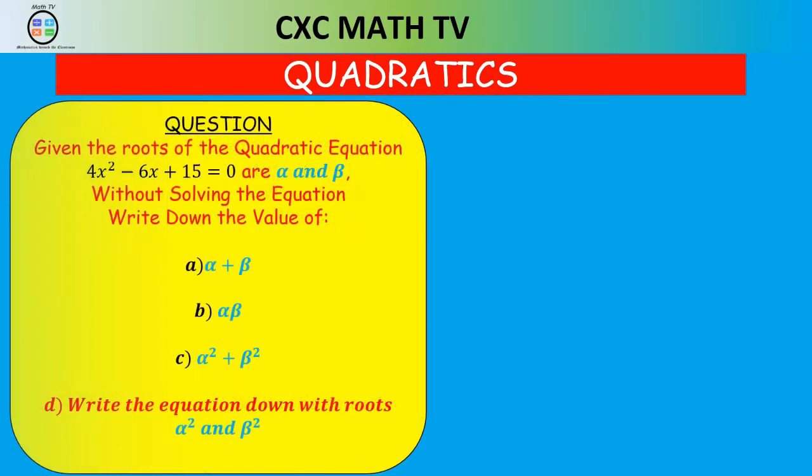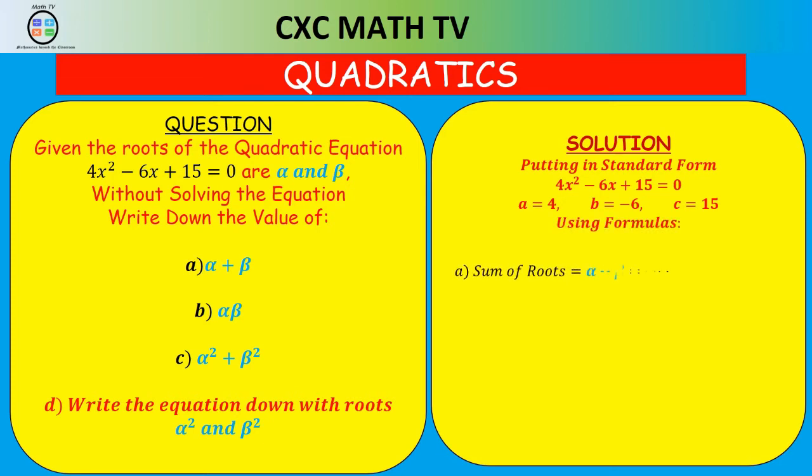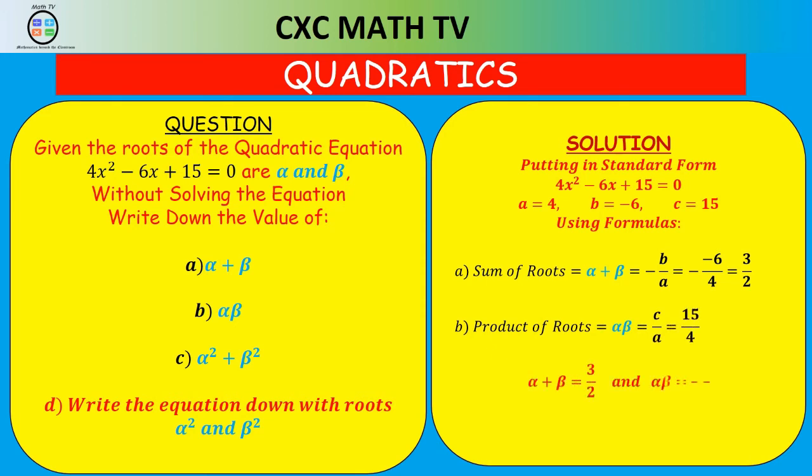Again, we know what we should start with. Check to see if it is in standard form, and yes it is. So we can write down A is 4, B is negative 6, and C is 15. So we can tell them that the sum of the roots, which is alpha plus beta, is minus B over A. So it's negative 6 over 4, which is 3 over 2. The product of the roots is alpha times beta, and that is given by C over A, which works out to be 15 over 4. So alpha plus beta is 3 over 2, and alpha times beta is 15 over 4.